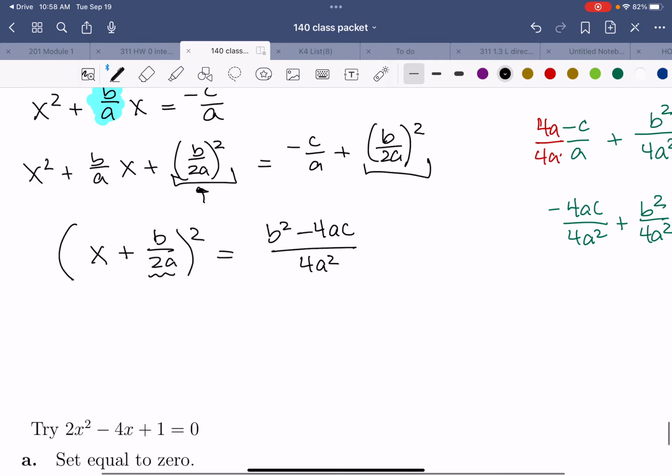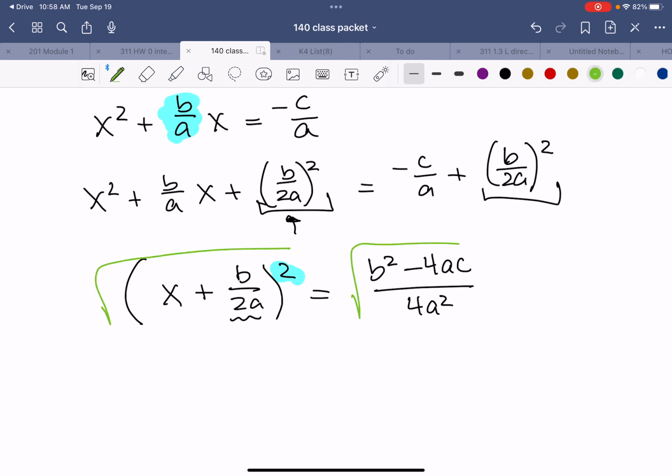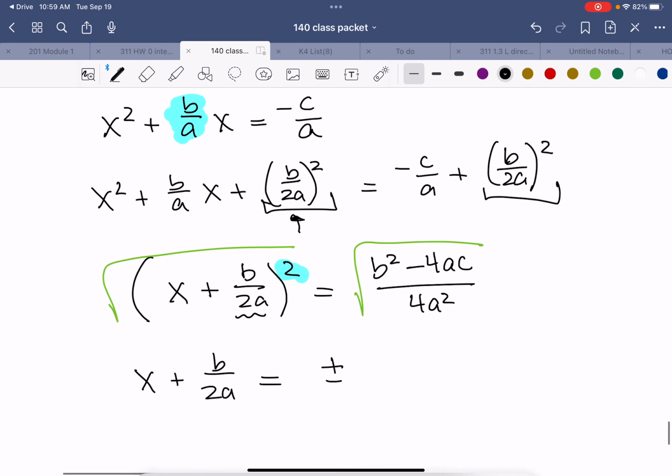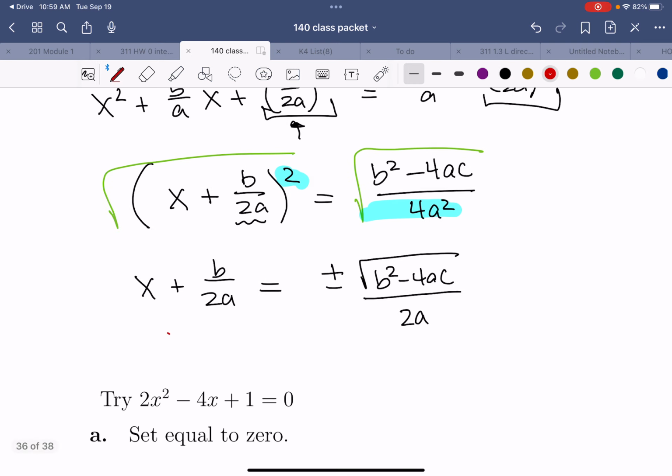Now we're back over here and we want to solve for this. We're going to get rid of that square by taking the square root. And we get x plus b over 2a equals, now we need a plus or minus here, the square root of b squared minus 4ac. So b squared minus 4ac is not a perfect square, so I'm going to leave it under my square root. But on the bottom, 4a squared is a perfect square, so it can come out of the square root as a 2a, right? You have to take the square root of it. And then lastly, we can go ahead and subtract that b over 2a from both sides.